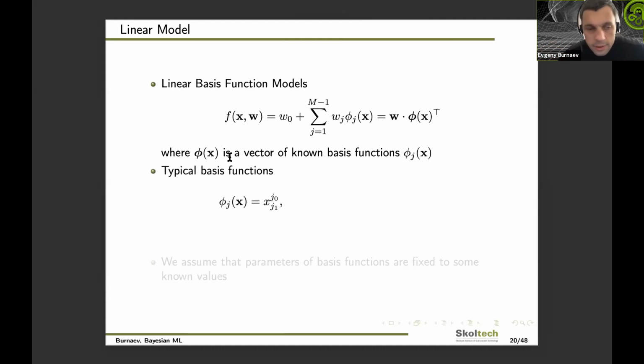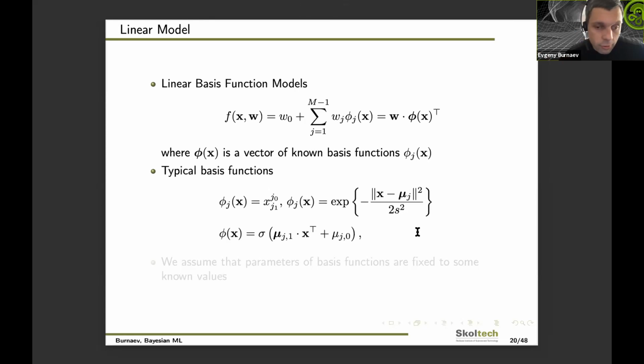As typical basis functions, I can consider polynomial values, some powers of input features. I can consider Gaussian functions, so-called radial basis functions. In this case, I assume that the center of the radial basis function is somehow fixed, and the scale of the radial basis functions is also somehow defined. Or I can consider, say, a sigmoid function, for example. Also, I assume that the parameters of the sigmoid function are somehow defined and fixed.